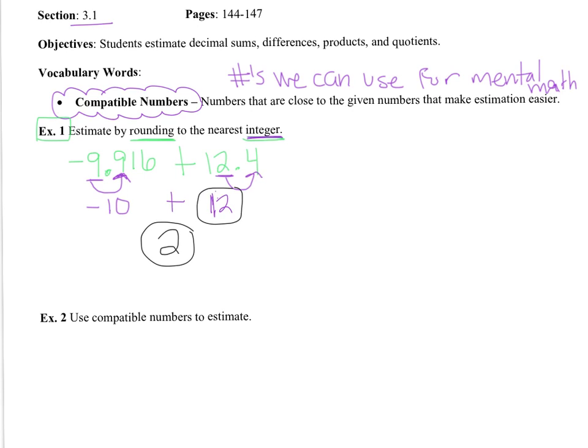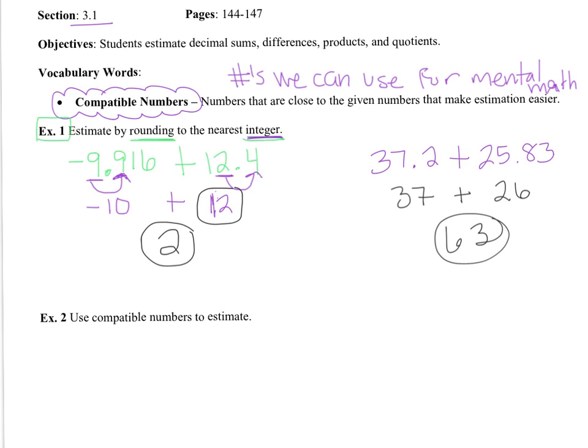Alright, next it's your turn, so I'm going to give you a problem, and you're going to solve it on your own and check back in. So I have 37 and 2 tenths plus 25 and 83 hundredths. So try that on your own. Okay, good job. It looks like we ended with a 63. Now let's go down to example 2 to look at multiplying and dividing.